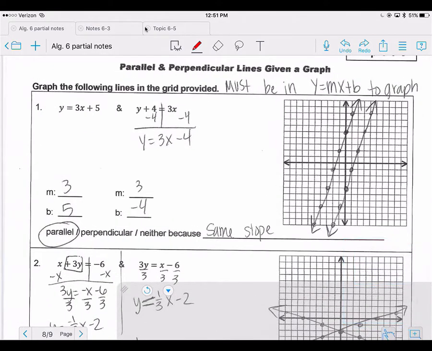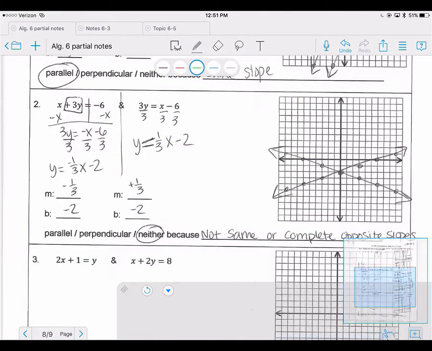I plot them on a graph. So the first one I go up to 5 on the y-axis, up 3, right 1. The second one I go down 4 on the y-axis, up 3, right 1. I can see based on the graph that these lines are parallel because they have the same slope. So I see on the graph that they are parallel. I remember that parallel means they have the same slope.